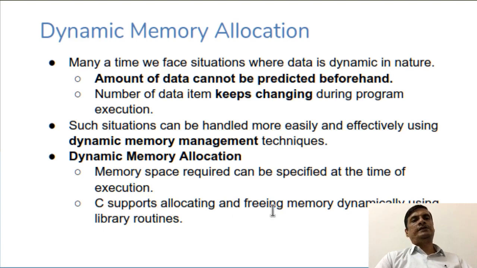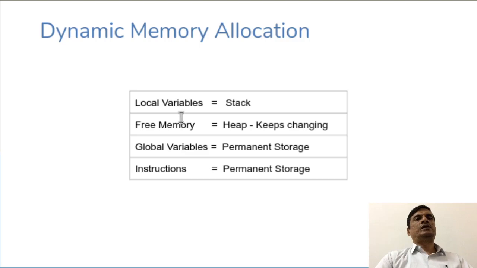The C language supports allocation and freeing of memory locations using some library routines that will be explained in the coming sessions. Before understanding dynamic memory allocation, you need to understand what a stack is, what a heap is, and what permanent storage is. Permanent storage is where your program, global variables and instructions get stored. The heap is the place where all the dynamic memory gets allotted, the place where the memory keeps increasing, decreasing or changing.